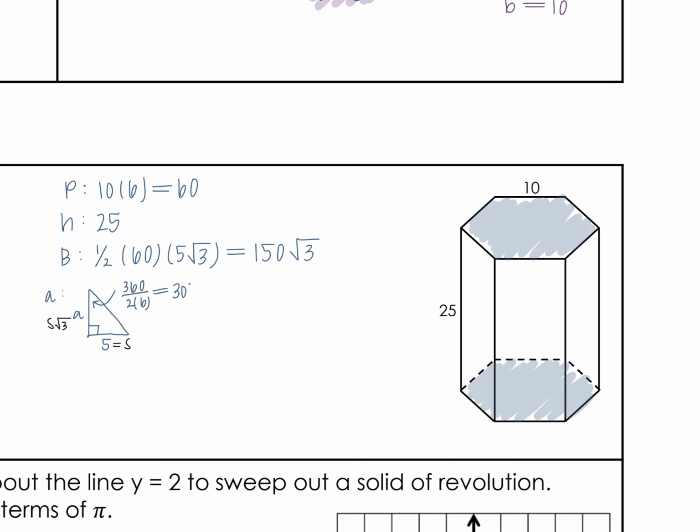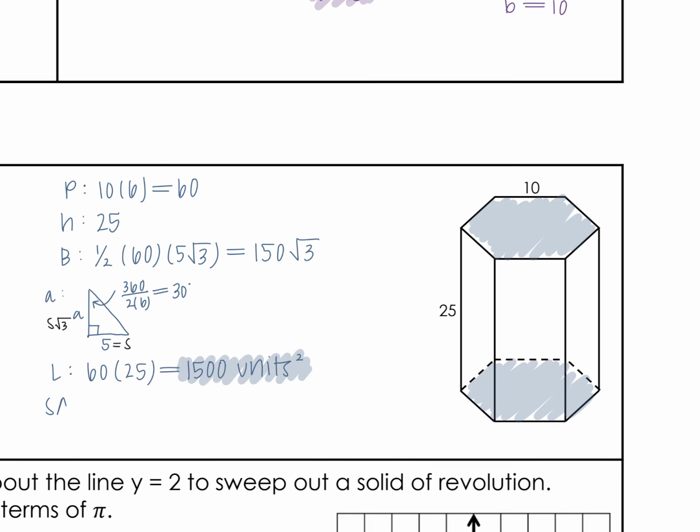And now let's plug in for our lateral. We would have our lateral is our P, so 60 times our H, 25. And that's going to give me 1,500 units squared. Keep in mind, I keep saying units squared, but that's because I actually am not given any units. If they give you units such as inches, yards, centimeters, meters, make sure you are using that and not units.